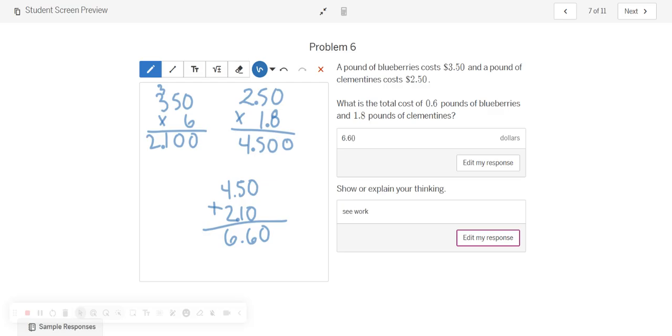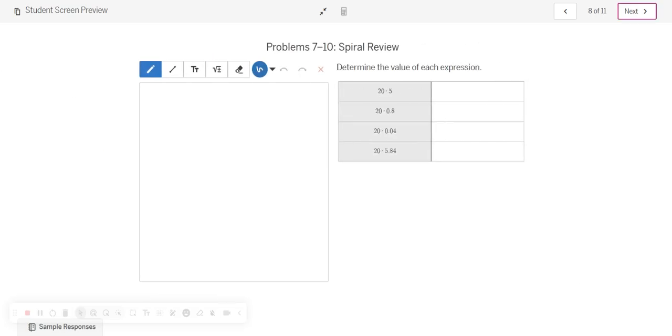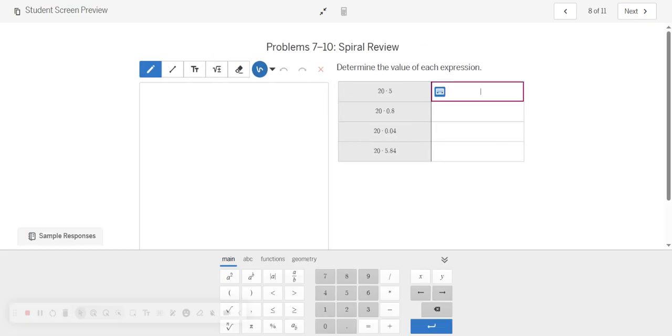Okay, and then, well, 20 times 5 is 100. Oops, that's not a... 20 times 8 is 160, but there's 1 decimal point, so that'd be 16. 20 times 4 would be 80, but then there's 2 decimal points, so I've got a 0.80. And then 584 is just all those added together.